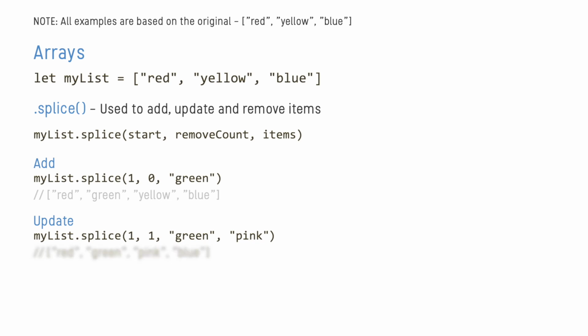Note that the number of values to remove does not have to match the number of values being added. So, to that effect, to remove values from an array, we simply omit the third parameter altogether.